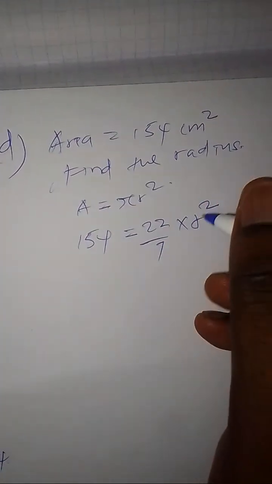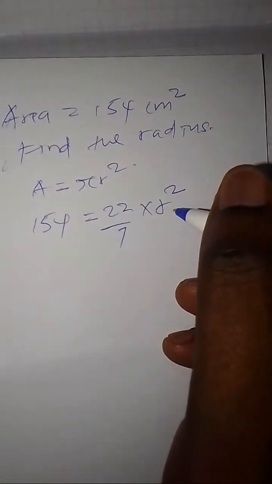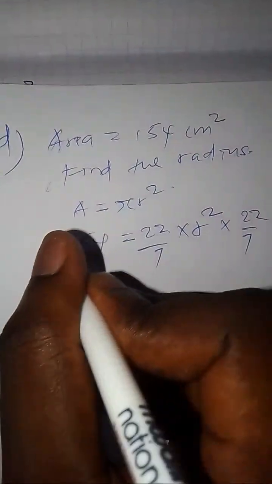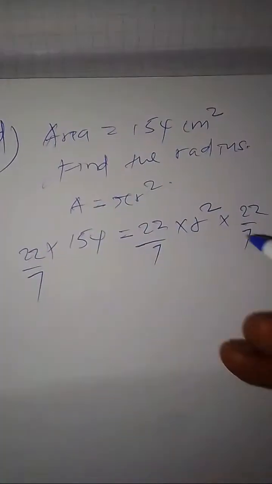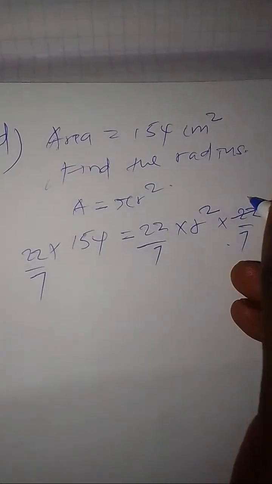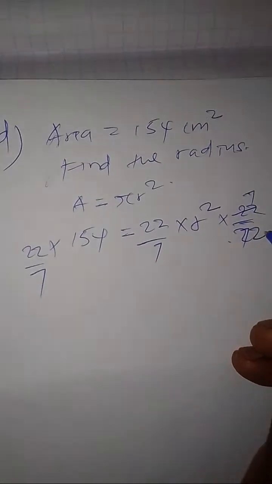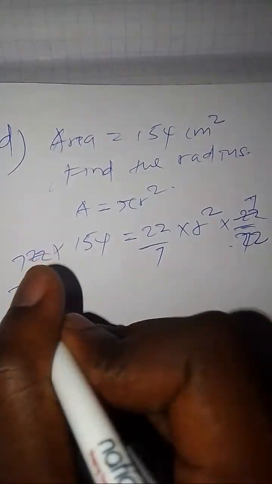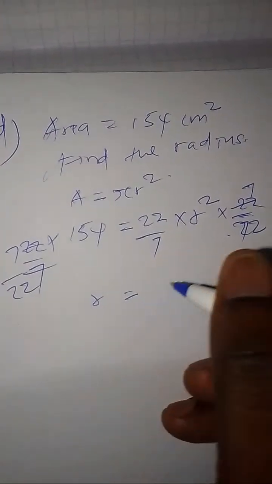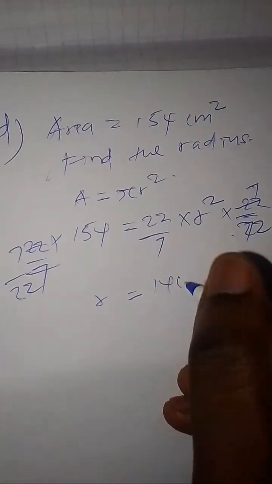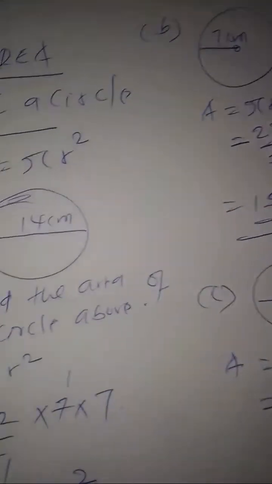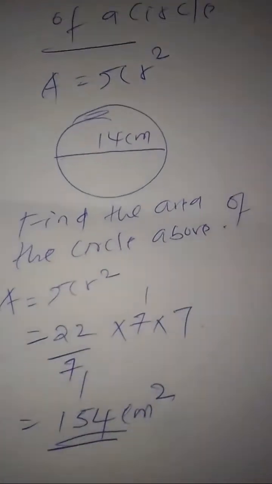So here, for us to remain with r squared, we multiply both sides by the reciprocal of 22 over 7, so it shall be 7 over 22. Here shall also be 7 over 22. Then we shall get the radius as 14 centimeters. So there is how we work out the radius of a circle.